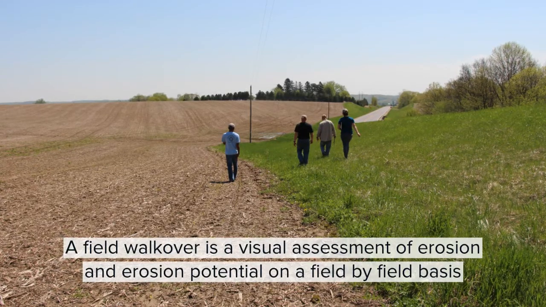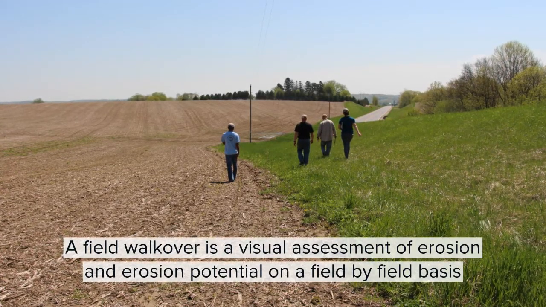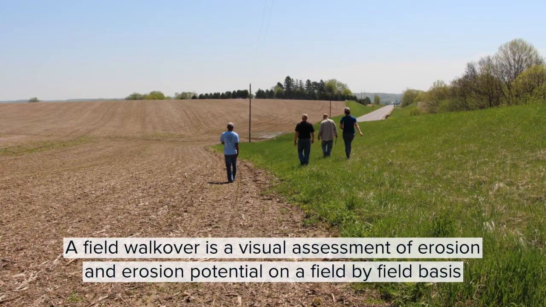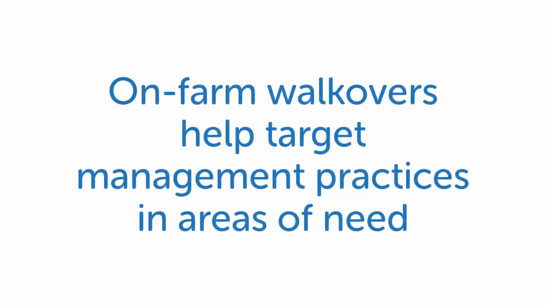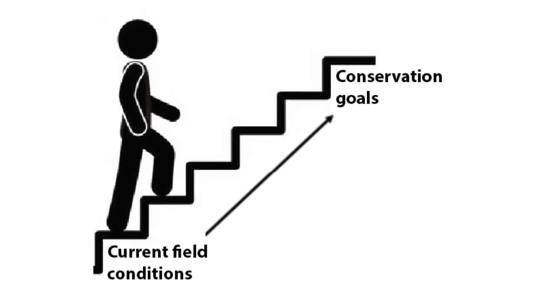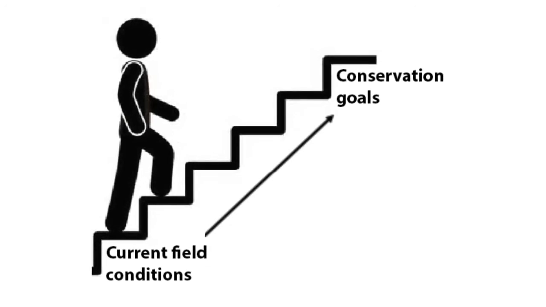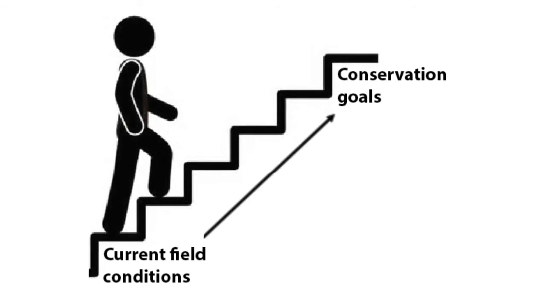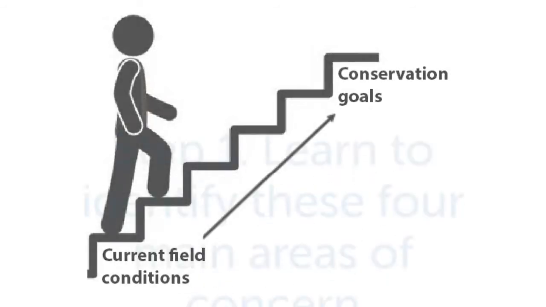A field walkover is a visual assessment of erosion and erosion potential on a field-by-field basis. On-farm walkovers help target management practices in areas where the potential for impacting erosion or water quality are high. This video will take you step by step through a field walkover and help you identify areas of risk and how to fix erosion concerns.